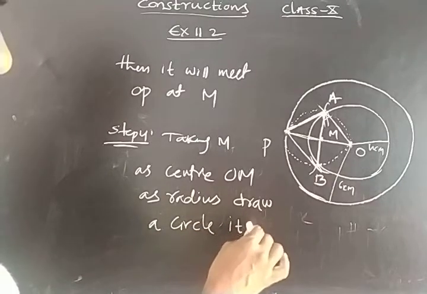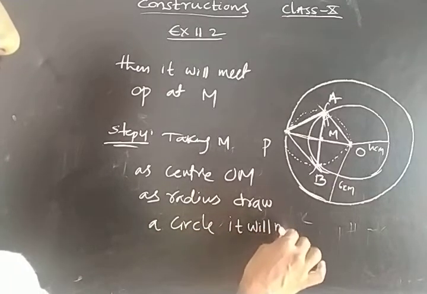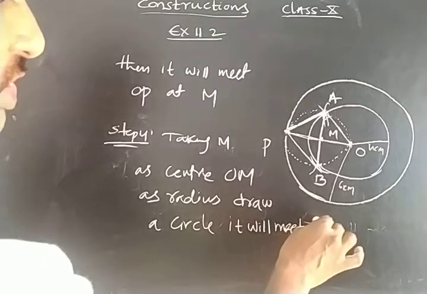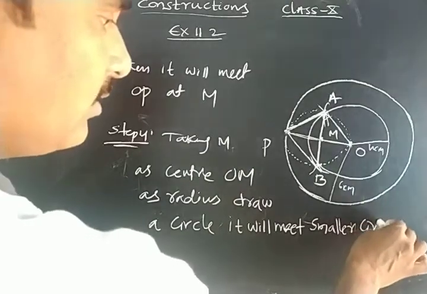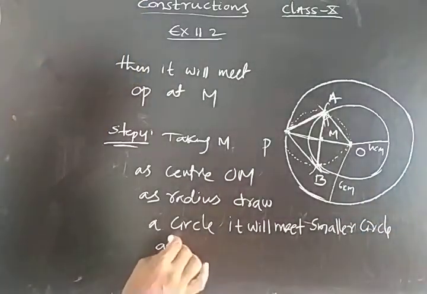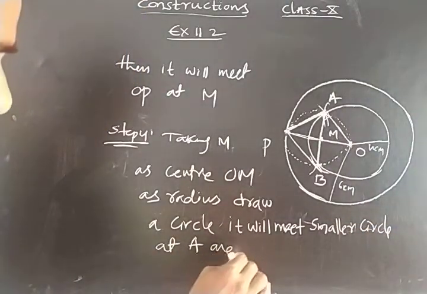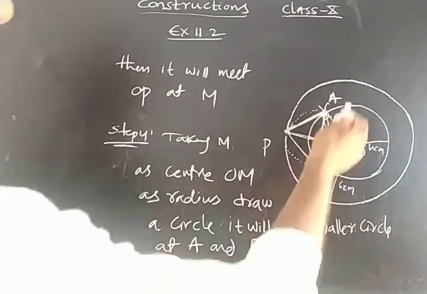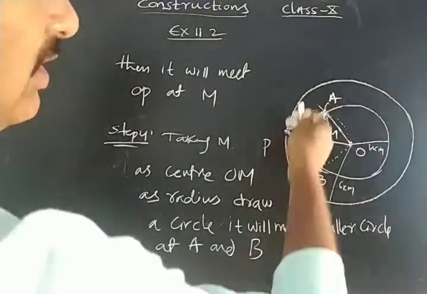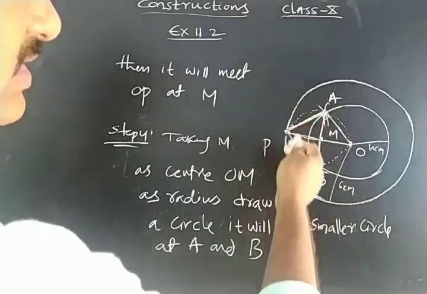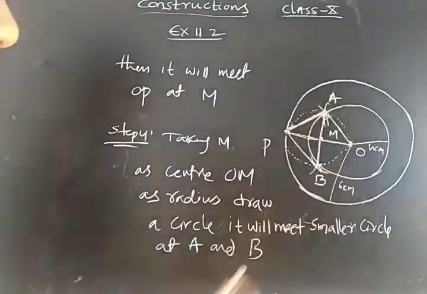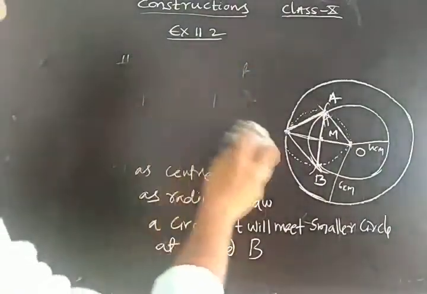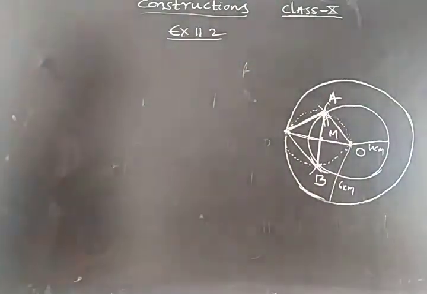It will meet the smaller circle at A and B. This is the smaller circle. So if you draw the dotted circle, it will meet the smaller circle at some points. Denote those points as A and B. In step 5, join AP and PB.